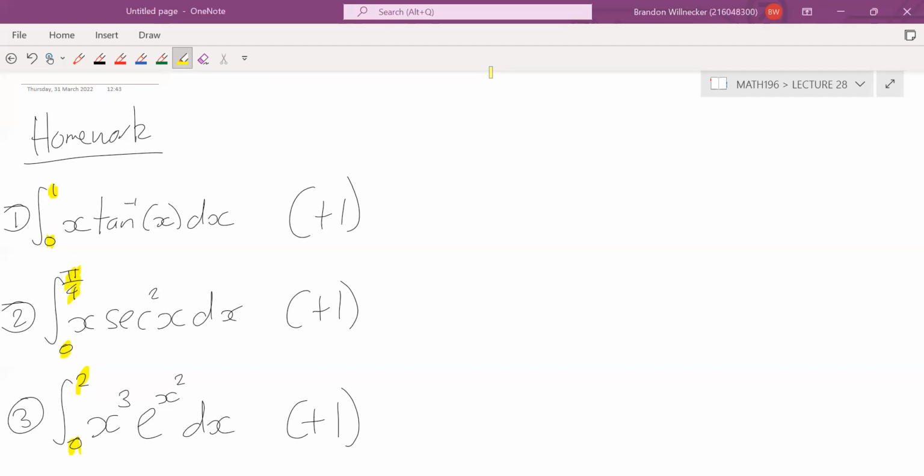Just as a warning, this integration by parts may appear in other questions in the test as well. So if you're finding the area between curves, the integral might need integration by parts, might need u substitution. You need to figure that out. Or finding the average value of a function, you might need u substitution, you might need integration by parts. So there's going to be a question by itself on integration by parts, but it could also appear in the other questions. Please have a look out for that.